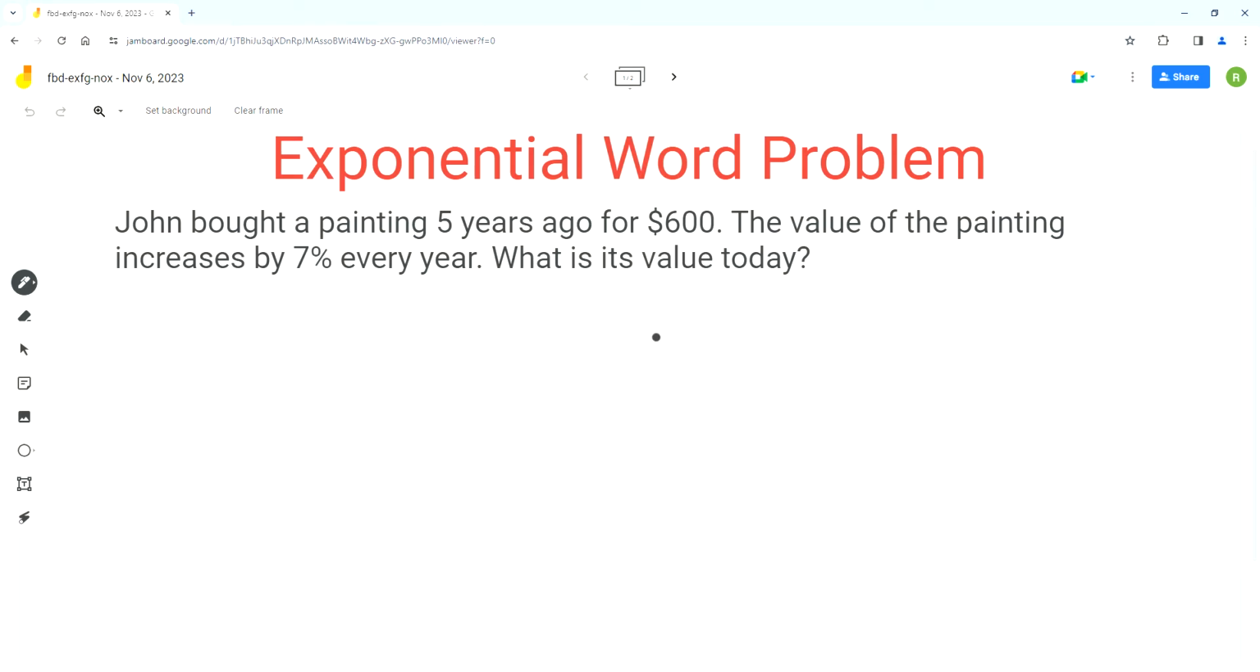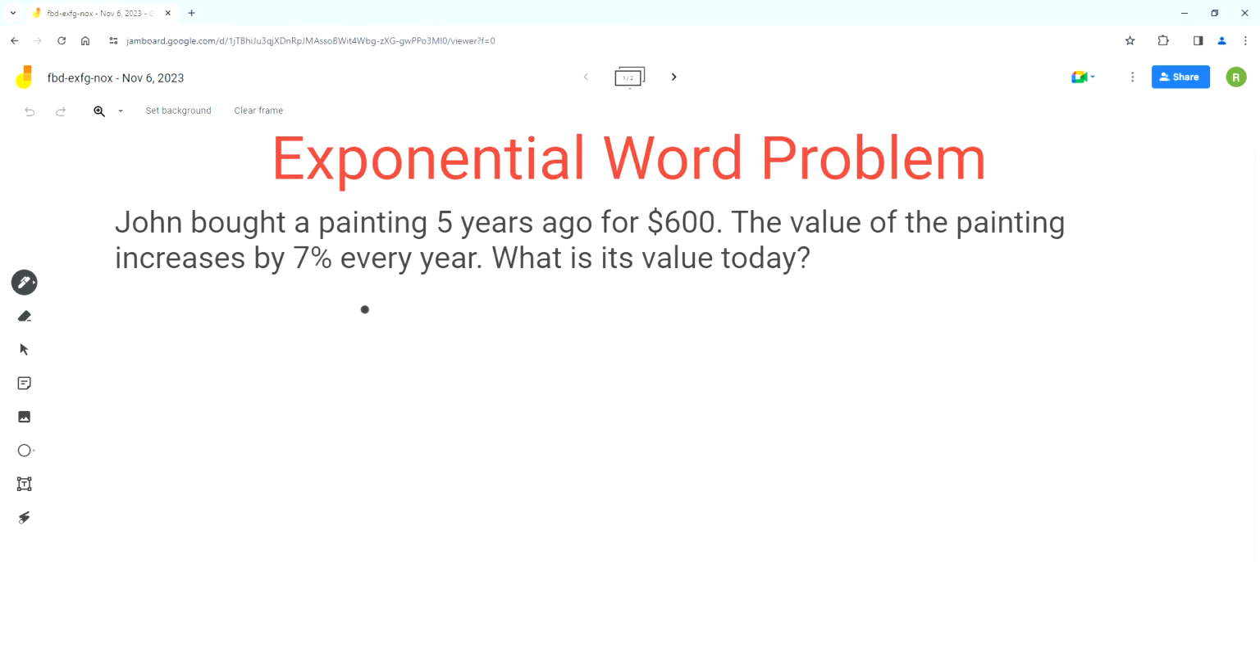Now, how do we know that this problem is based on the concepts of exponential functions? In this case, the value of the painting increases by 7% per year. So it's not a fixed amount by which the value is going up, it's a fixed percentage. So that's why we have to use an exponential model to solve this problem.